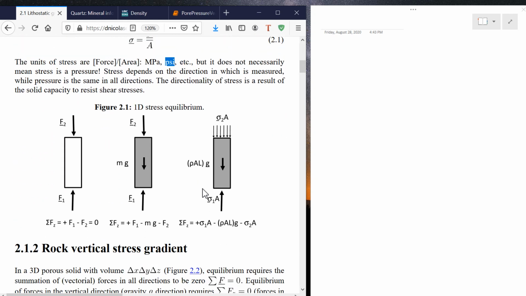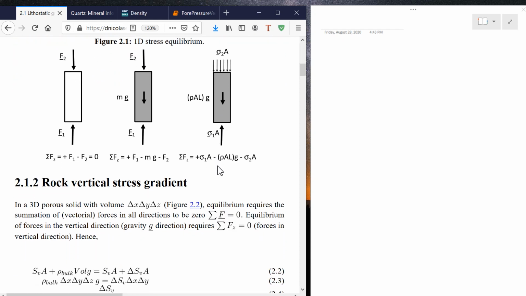The concept of stress is linked, as we were saying, to a force divided by a unit of area, and when we apply this concept to stress equilibrium, we can obtain the equations that allow us to calculate the variations of vertical stress with depth. So let's see how that works.